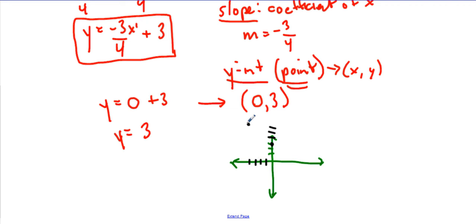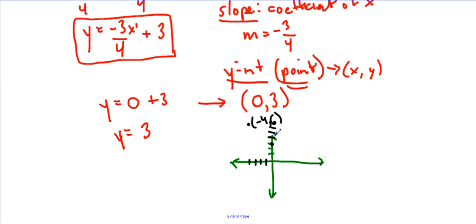Another point that we need, because in order to create the actual line, you need 2 points. So this would be a point of 1, 2, 3, 4. So -4. 1, 2, 3, 4, 5, 6. And you can see that I would have a slope of, all right, -3/4.